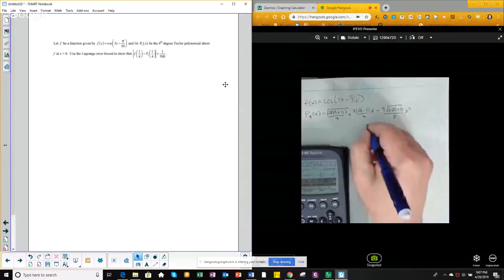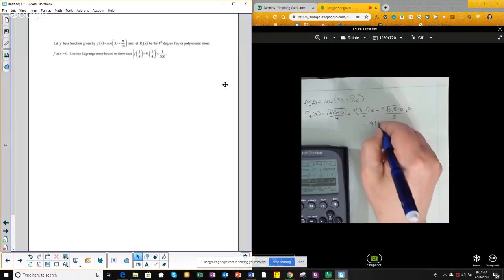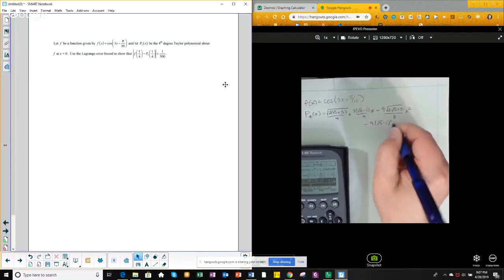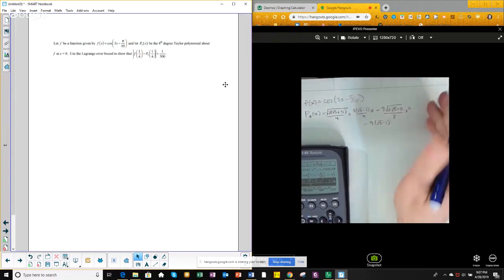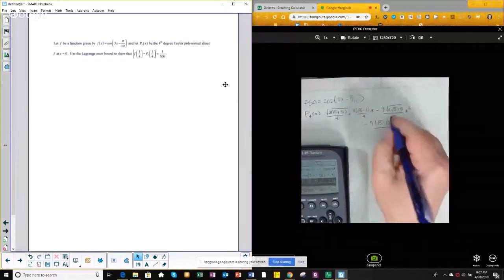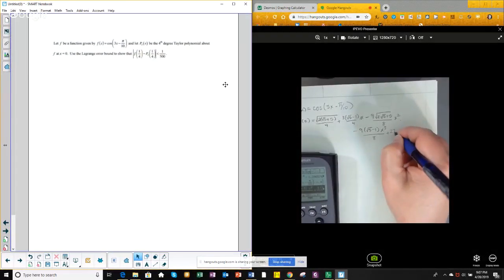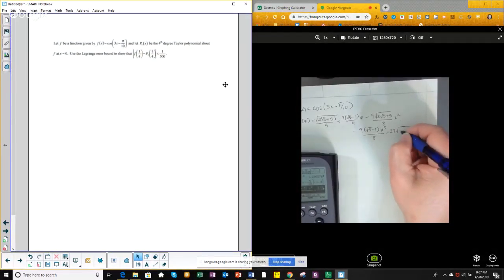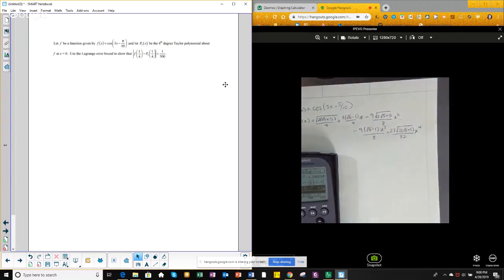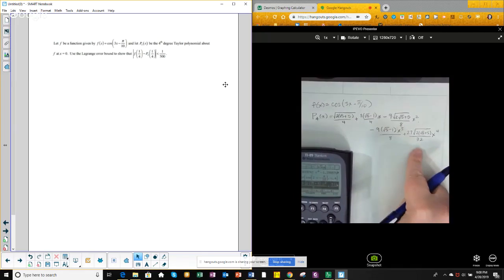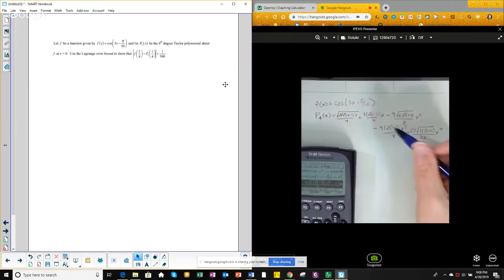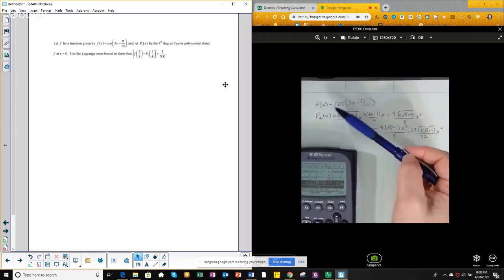I'm going to scroll to the next line here. 9 times root 5 minus 1 quantity, I'm sorry, it's x quantity cubed, x cubed over 8 plus 27 square root of 2 times root 5 plus 5 all over 32 x to the 4th. Okay, now we are going to use this Taylor polynomial as an approximation for f of x.